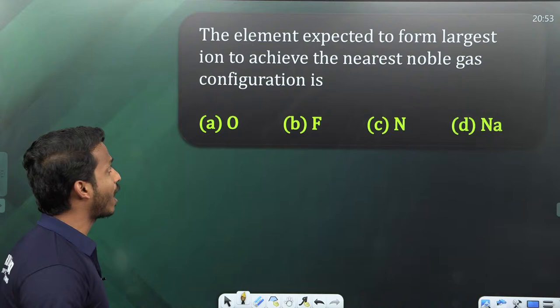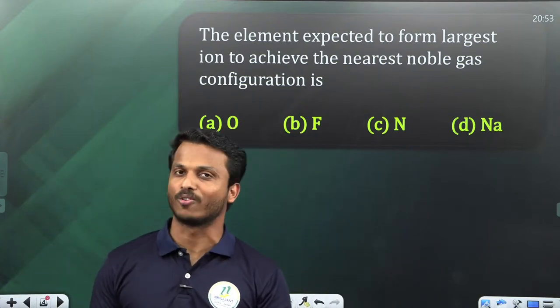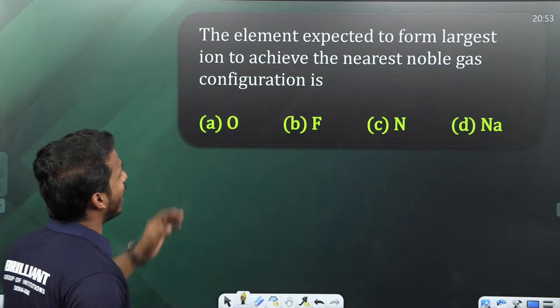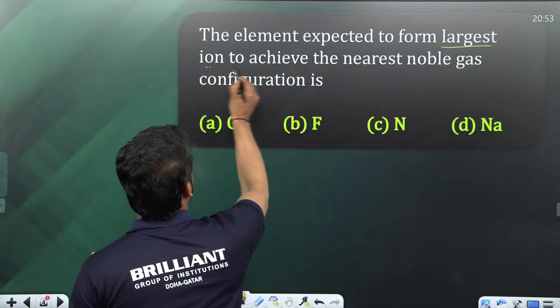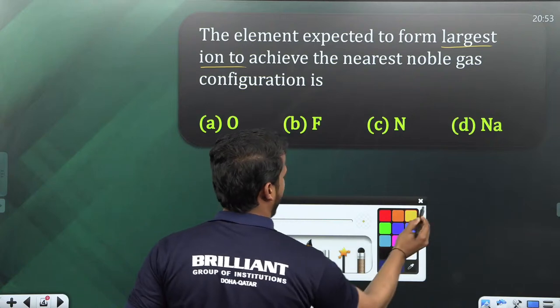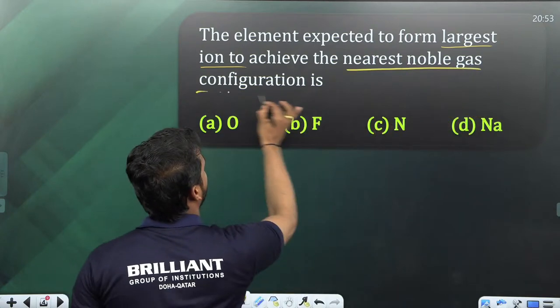So let us discuss the 2023 NEET question asked from the chapter classification of elements. See, the element expected to form the largest ion. The element expected to form the largest ion achieves the nearest noble gas configuration.